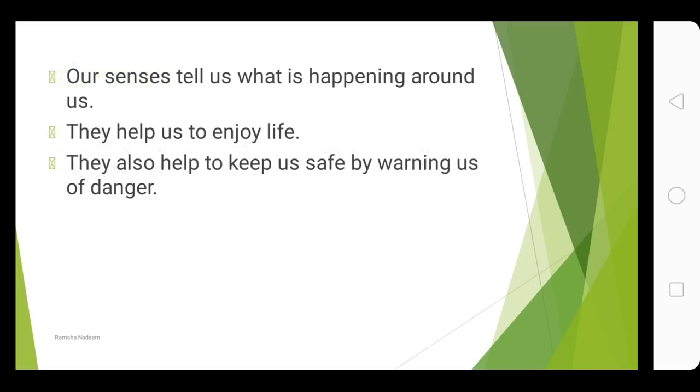Our senses tell us what is happening around us. They help us to enjoy life. They also help to keep us safe by warning us of danger.